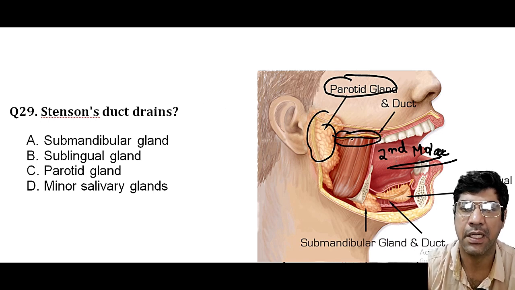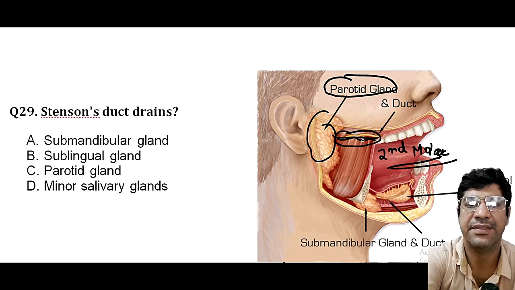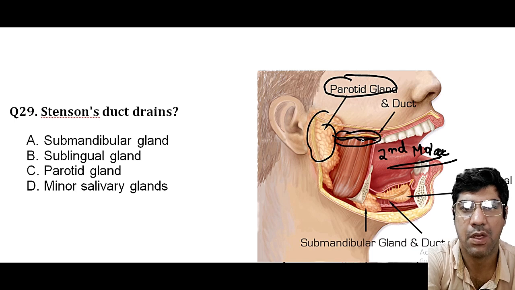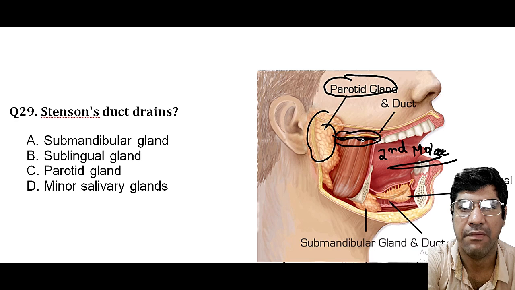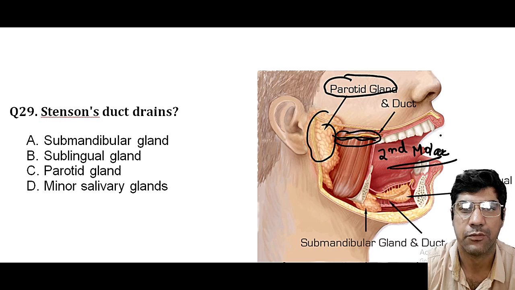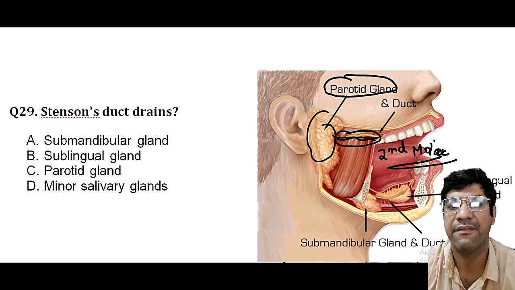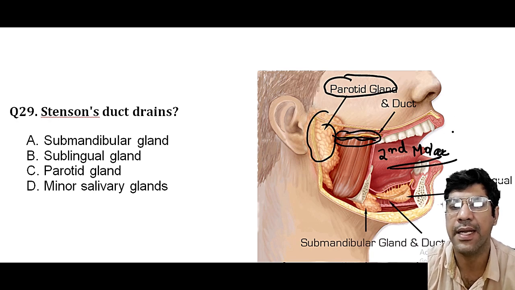Stenson duct is like a small tube that starts in your cheek where the gland is and goes into your mouth. So this small duct will carry the saliva from the cheek gland and release it into your mouth. So Stenson duct makes sure that your mouth stays wet and comfortable while you eat your candy.